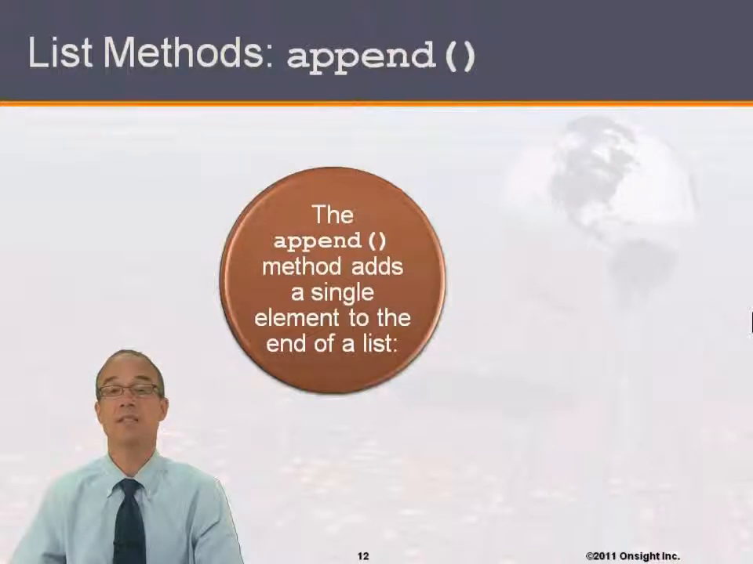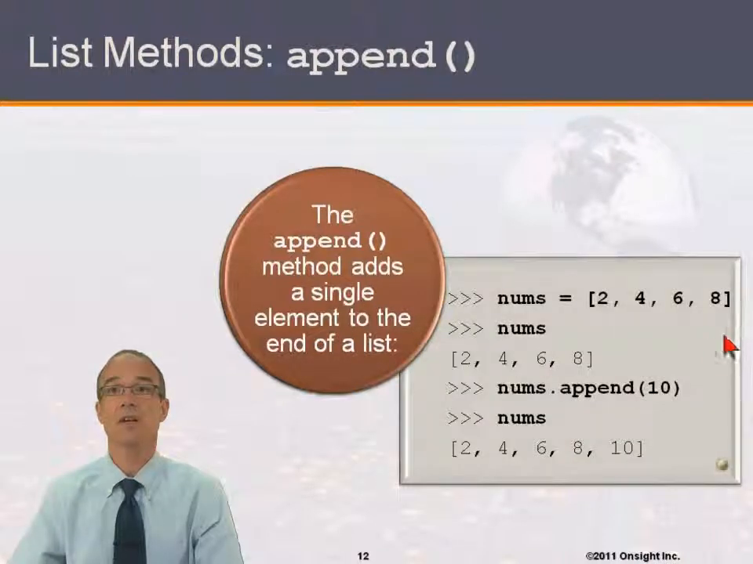Append adds a single element to the end. So here we assign nums 2, 4, 6, 8. And then here we'll do an append of 10, which will actually add to nums. So the append method modifies the list by adding the element to the right-hand side. Here it's added here.